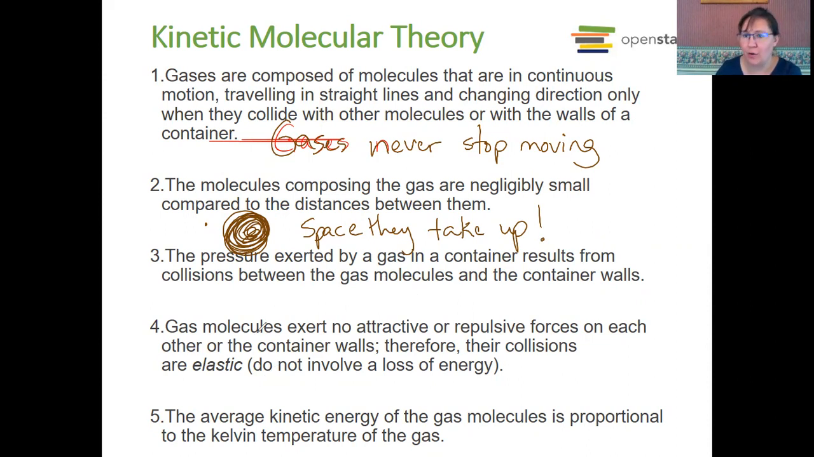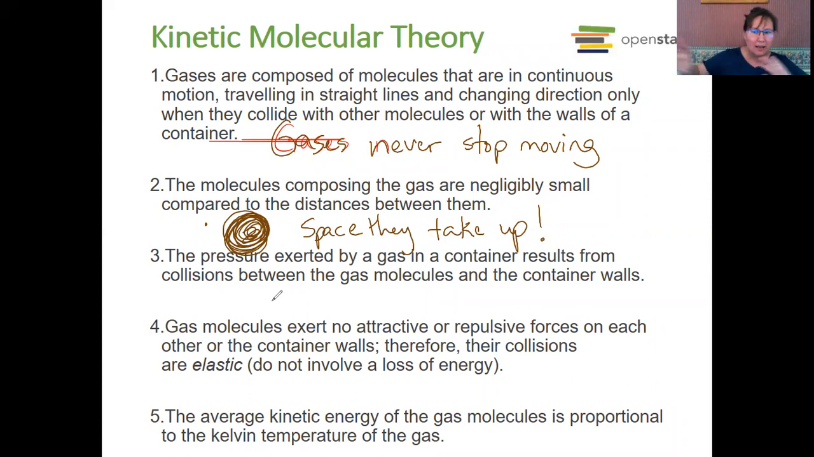The next one says that the pressure exerted by a gas in a container results from the collision between the gas molecules and the container walls. Okay, and this is true. So air pressure, gas pressure, whatever, are caused by the collisions that it's having with the side of the wall. I'm trying to pantomime being a mime here, and I've got my walls. Okay, that's what my hands are doing. It makes more sense in class. Okay, and that's what causes the pressure.